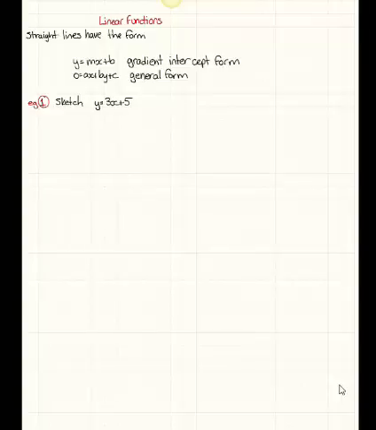So linear functions, this is going to be a very quick recap because this is something you've been doing for a number of years. If there's anything you don't know, then please come and ask or go back and do some revision. But here goes.